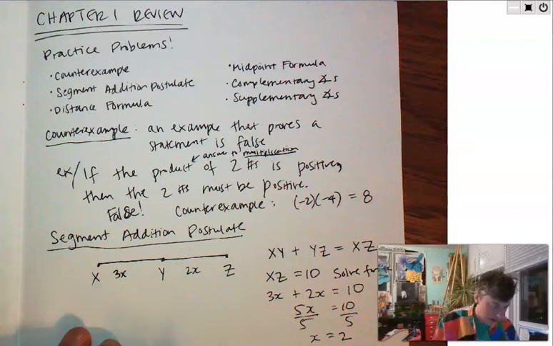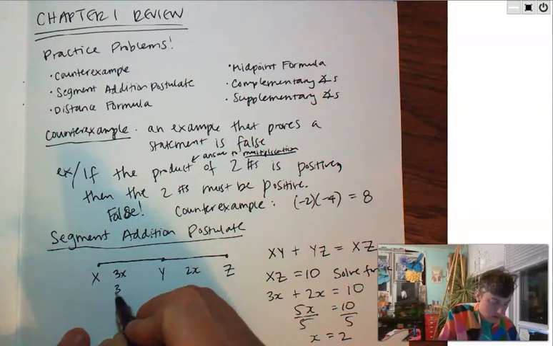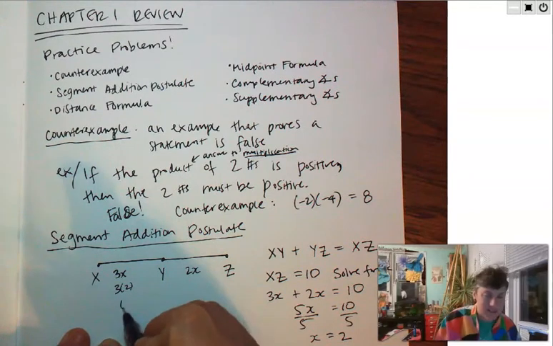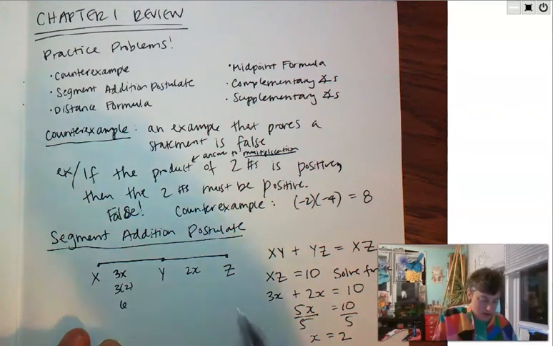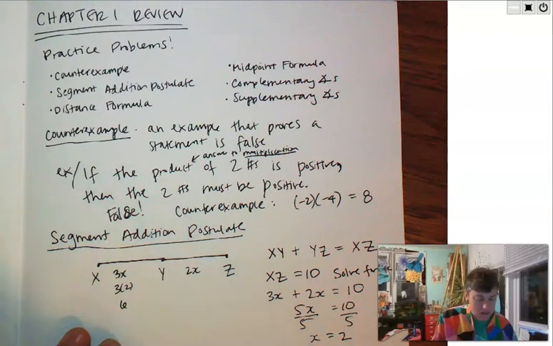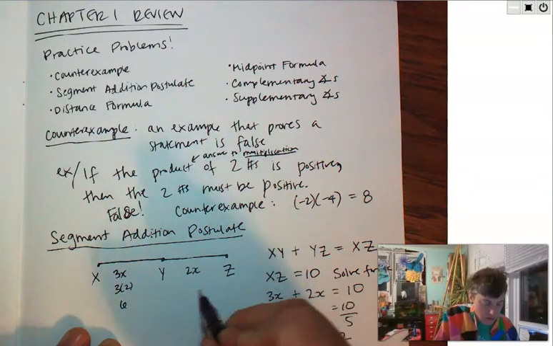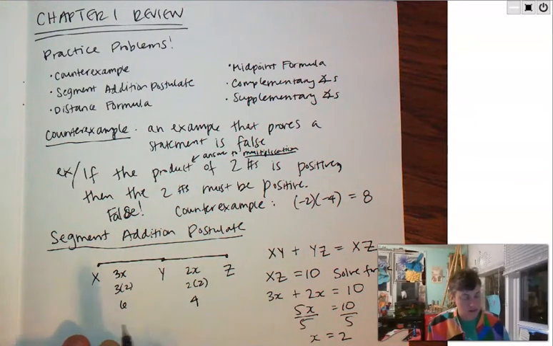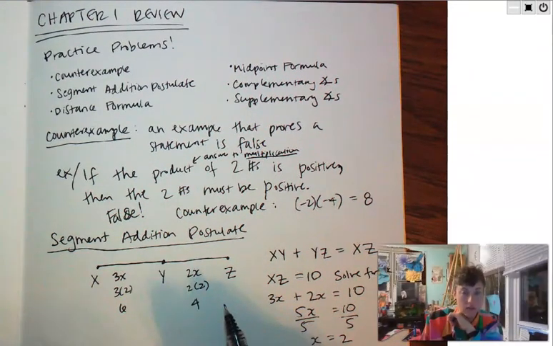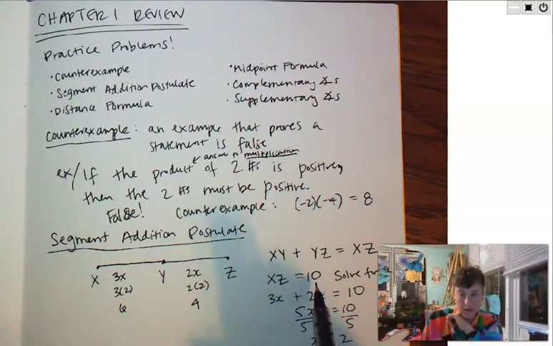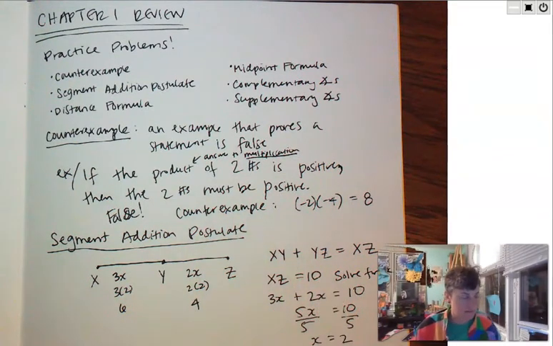And then I could even plug that back in and tell you exactly how long XY and YZ are. If XY is 3x and x is 2, 3 times 2 is 6. If YZ is 2x and x is 2, 2 times 2 is 4. And what do you know? 6 plus 4 equals 10. Sweet! Alright, let's move right along.